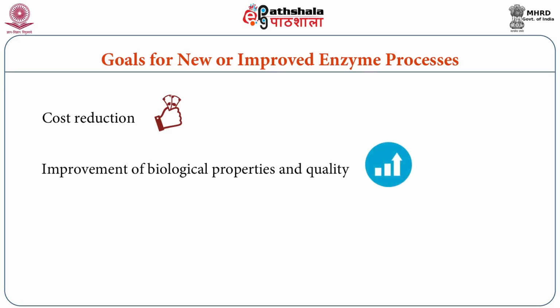Another goal, or we can say another importance of why we want improved enzyme processes, is to get improvement of biological properties as well as quality of the product. An example is racemate resolution, where the isomers with a specific biological property can be used and can enhance our properties and quality of the final product.